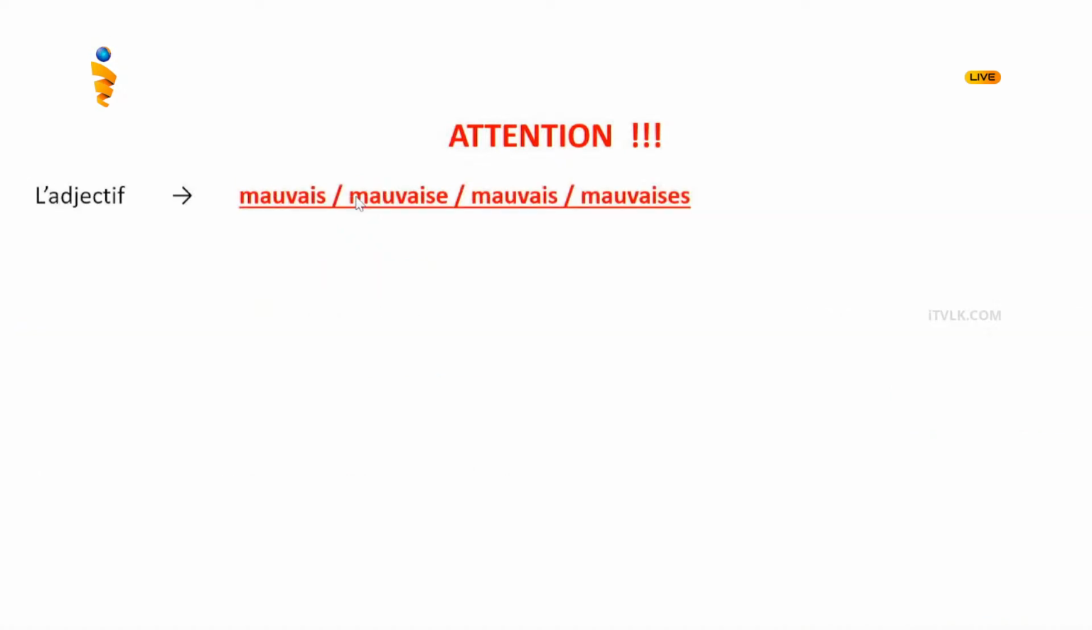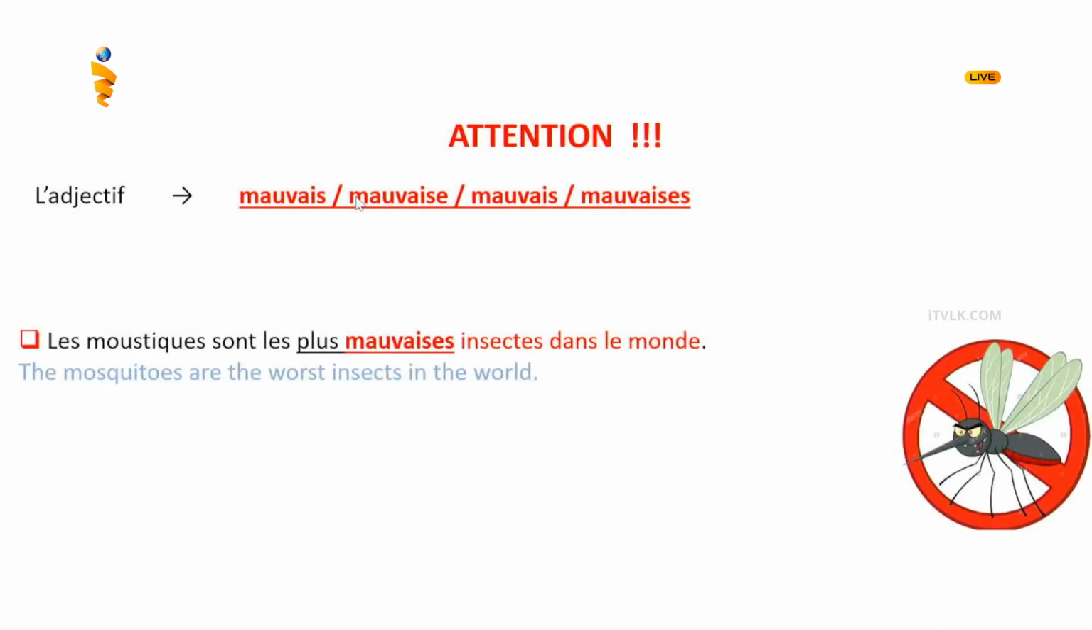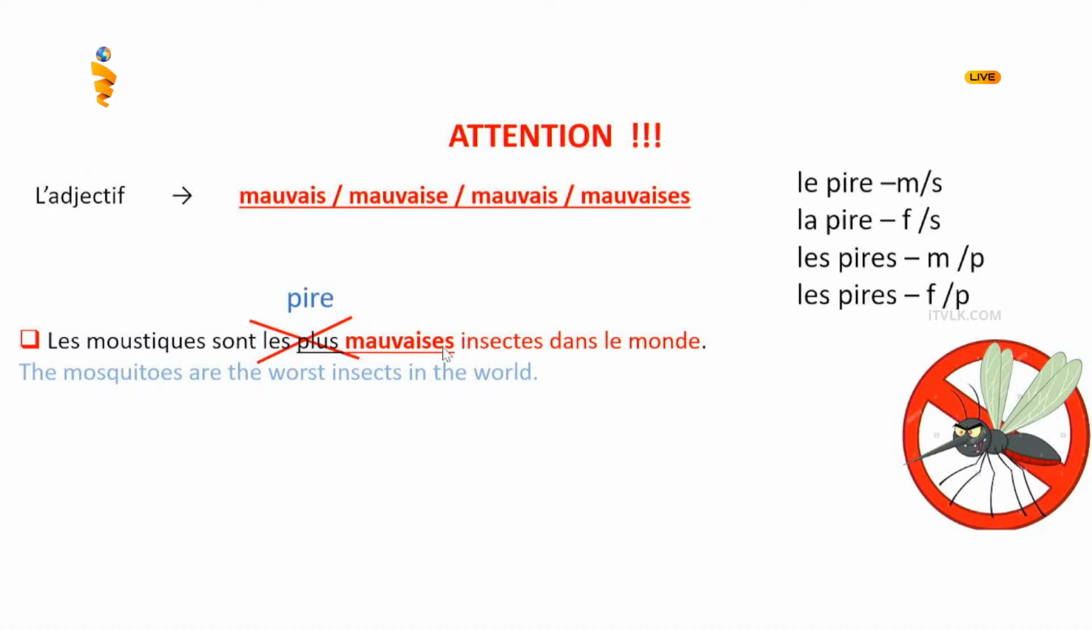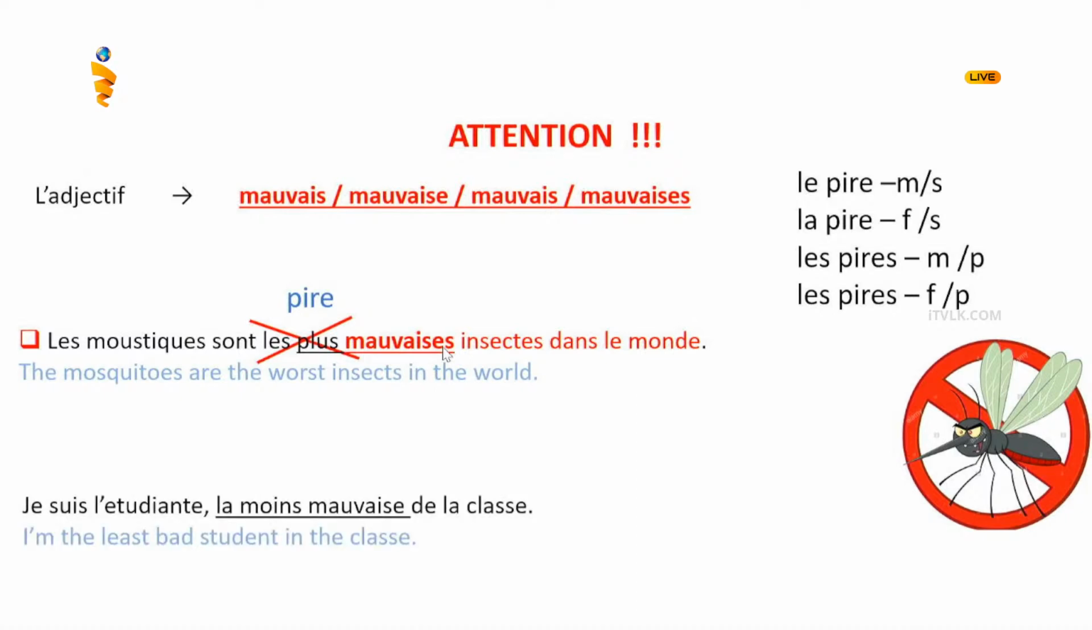So the other attention part is with the adjective mauvais. We had the same trouble with comparative as well. Here, les moustiques sont les plus mauvais insectes dans le monde. Les plus mauvais, instead of that, we could use pire. Les pires insectes dans le monde. Mosquitoes are the worst insects in the world. Here you are having the other formats. The other sentence, je suis l'étudiant le moins mauvais de la classe. There is no problem. I'm the least bad student in the class.